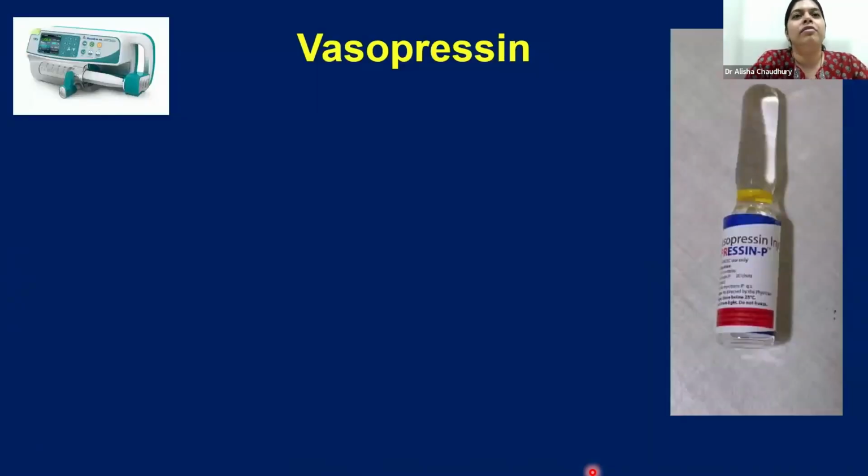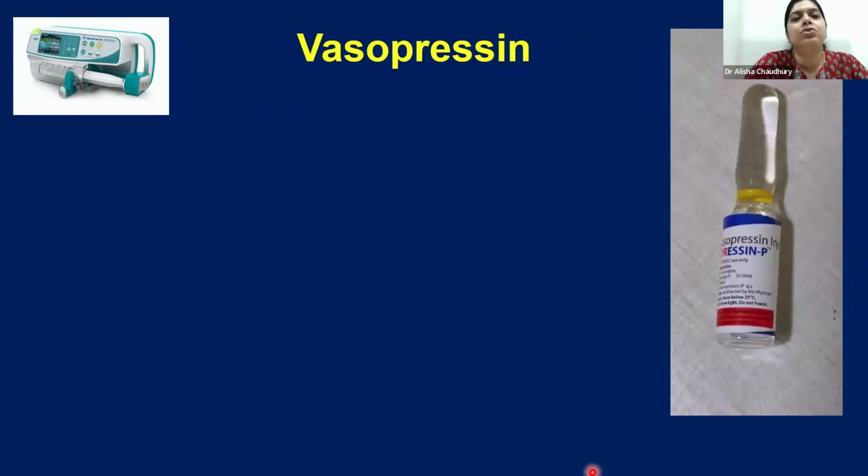Now to one of the second stars of the ICU after NORAD. When BP is not improving with NORAD, your doctor says, start vasopressin, get vasopressin immediately. So it's quite a star drug in the ICU after NORAD. How is it different? Ideally, we just read about alpha-1, beta-1 and beta-2. Vasopressin doesn't act on these alpha-1 receptors, but still it increases your blood pressure. How does it do it?